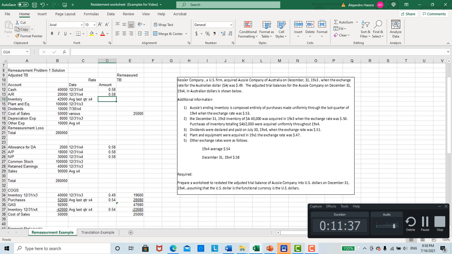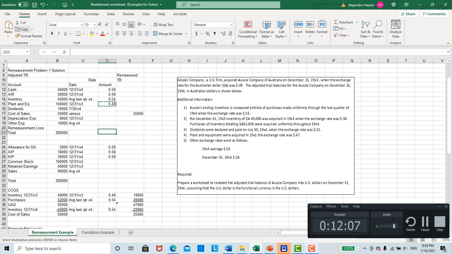Inventory average last quarter is going to be equal to this number right here, because that's your ending inventory. Your plant equipment was acquired on 12/31/X3, because that's when you acquired the other company. They already own the plant equipment, so that's going to be restated at 49 cents.